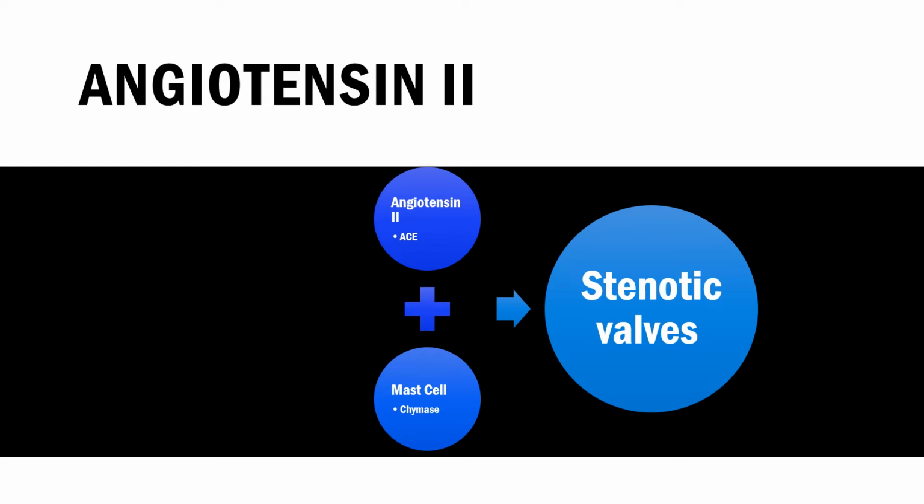Angiotensin II is an important mediator of inflammation and fibrosis. When it's formed by angiotensin converting enzyme, or ACE, it includes the mast cell-derived nucleoprotease and kinase. All of these have been found in the stenotic valve, but have not been found in normal aortic valves.